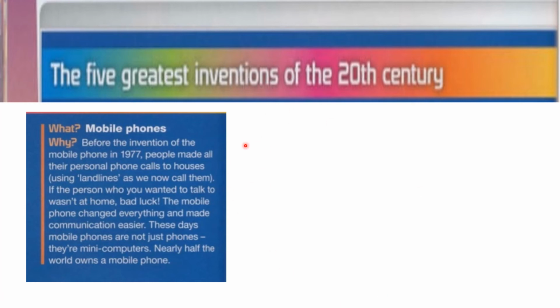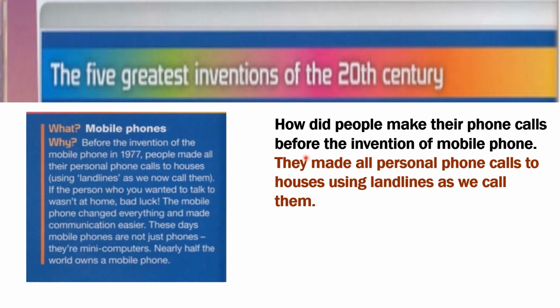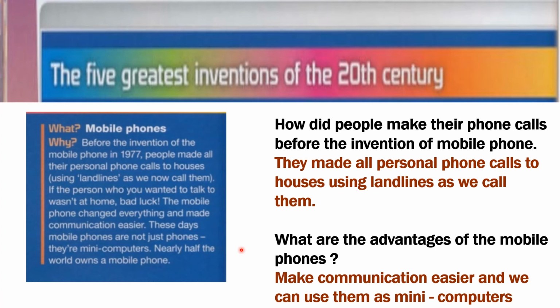Now look at the questions. How did people make their phone calls before the invention of mobile phone? They made all personal phone calls to houses using what? Landlines. Question number 2. What are the advantages of the mobile phones according to the paragraph? Yes, excellent. Make the communication easier and we can use them as mini computers.